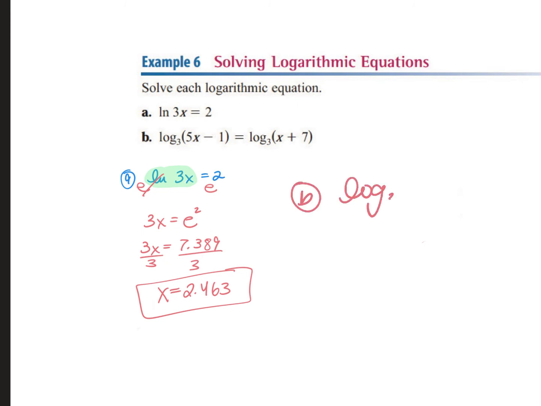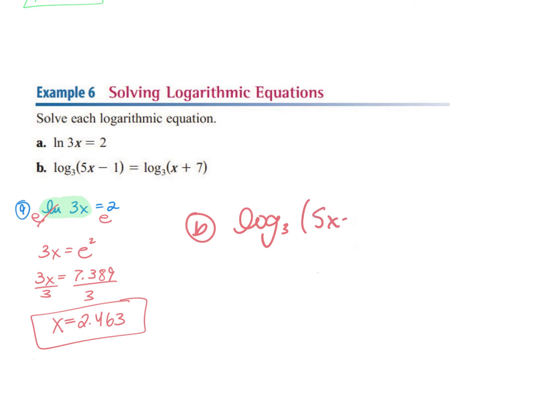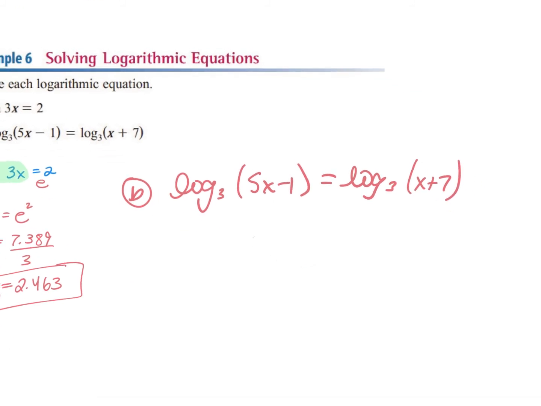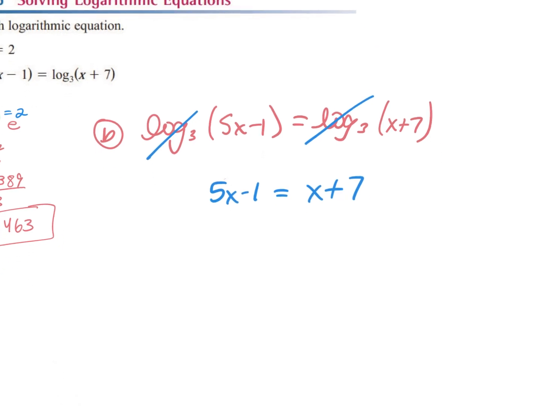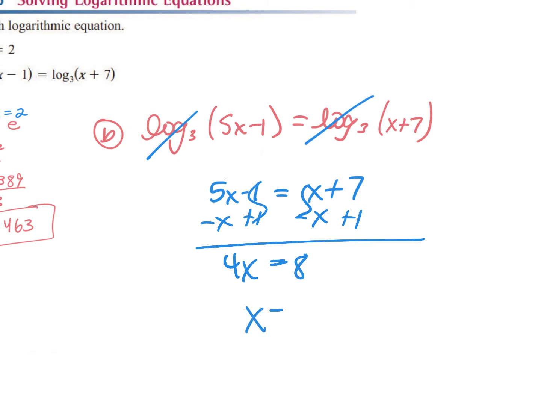All right, let's look at B. I have log base 3 of 5x minus 1 equals log base 3 of x plus 7. What do we notice here? They have the same logs. If they have one log on one side and one on the other, and they are the same, what can I do with them? I can cancel them out. Good. So this just becomes 5x minus 1 equals x plus 7. There you go. So I'm going to subtract x from both sides and add 1. And I get 4x equals 8. What does x equal? x equals 2.